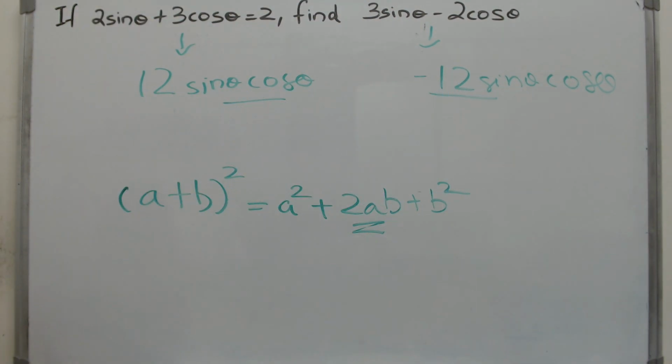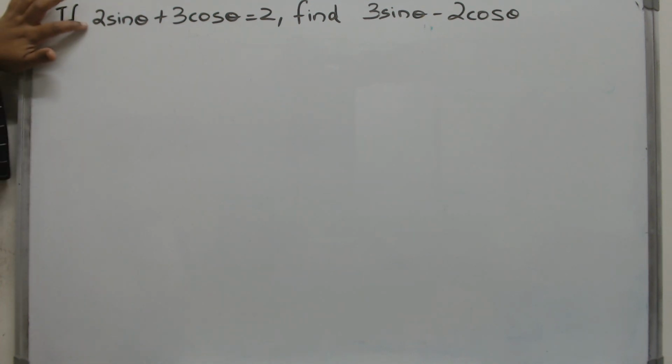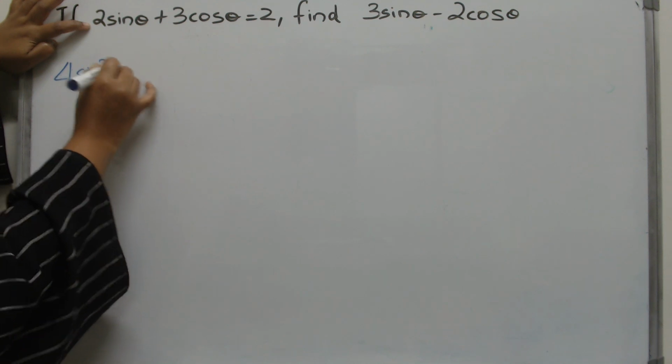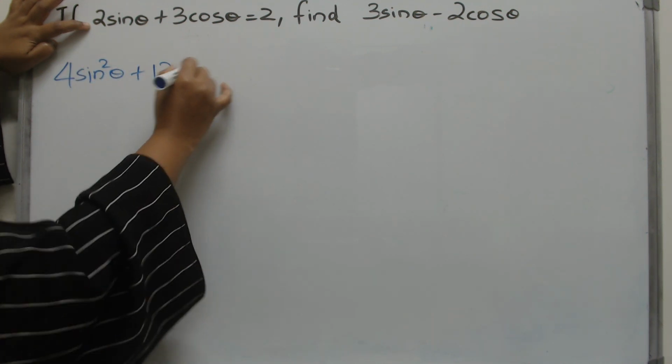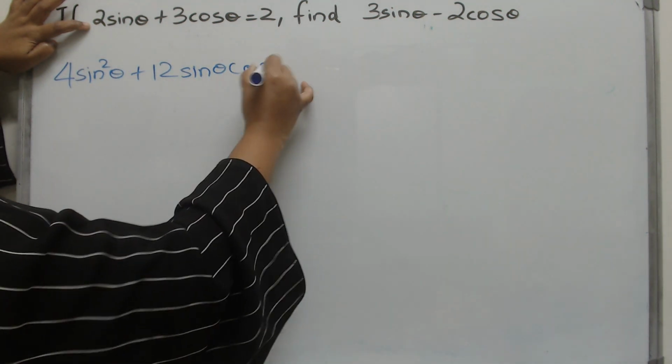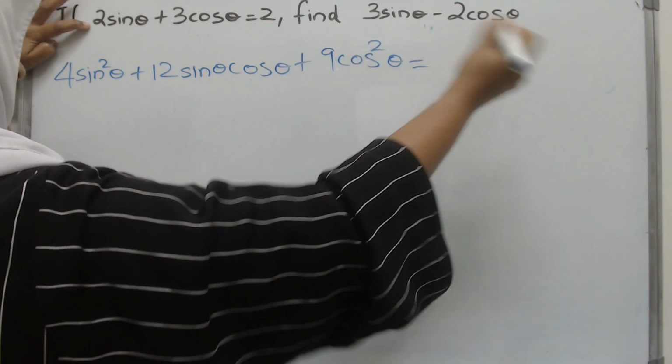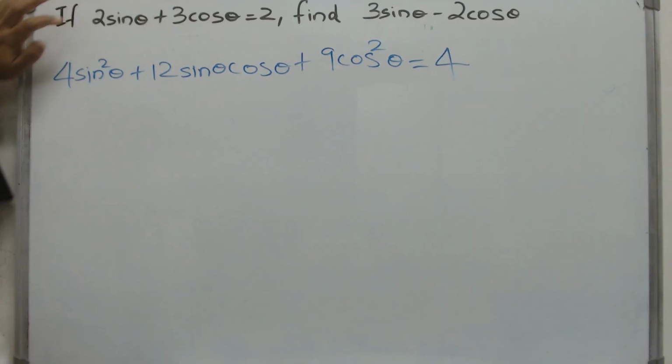So shall we start solving our question? Let us start with what is given. On squaring, you get the first term is 4 sin square theta plus 12 sin theta cos theta plus 9 cos square theta. Do not forget to square the right hand side of the equation. You get such a thing.